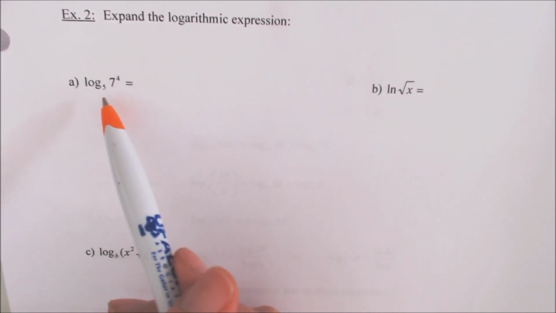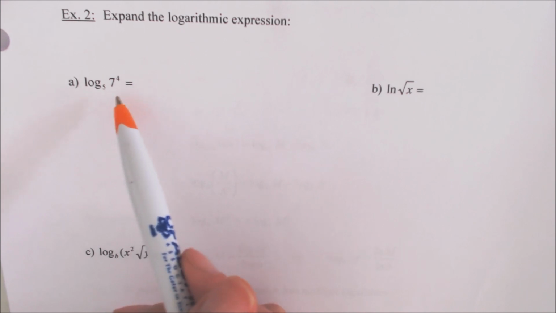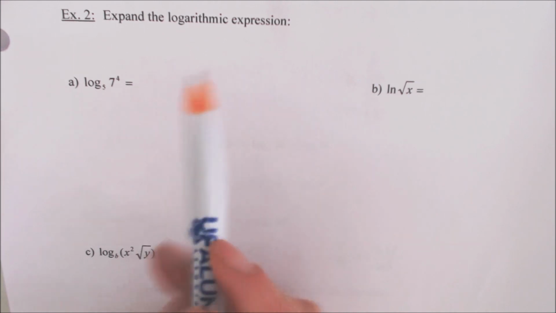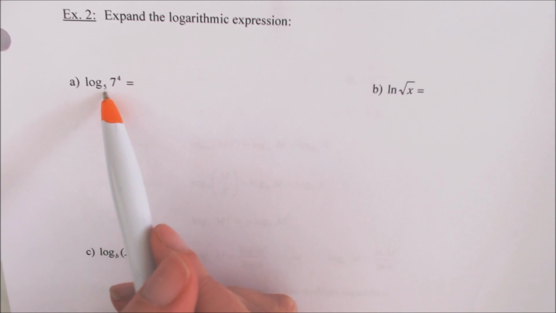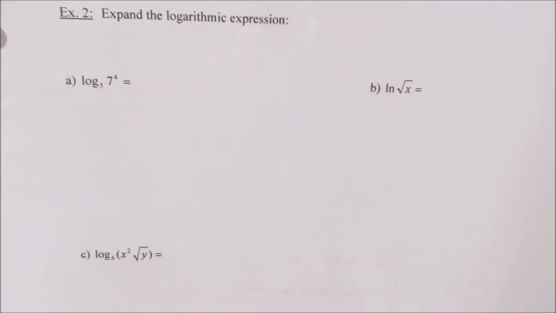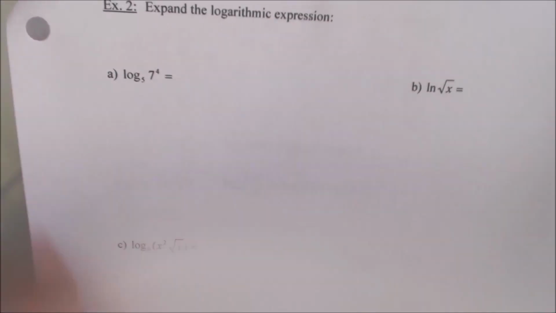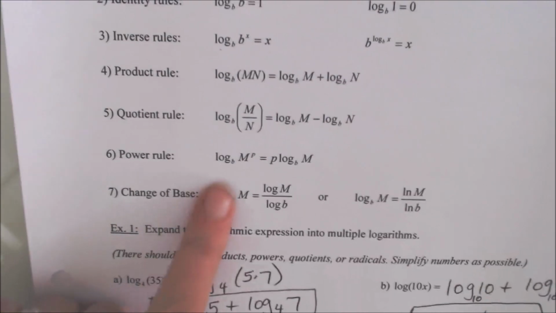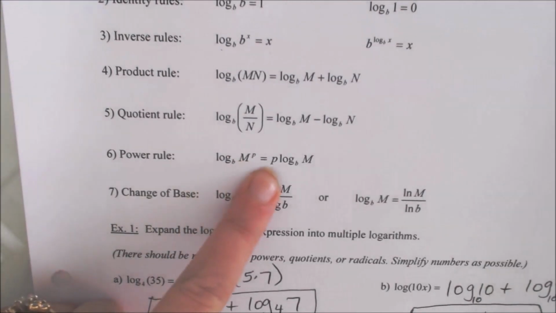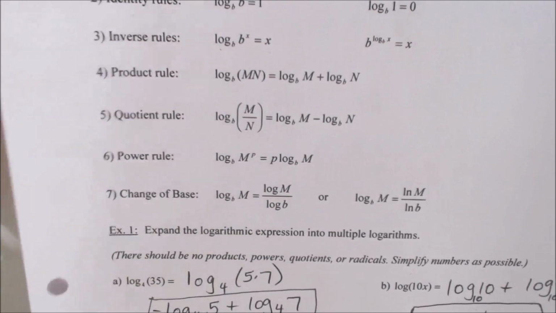Now, if the 7 were a 5, we could use the inverse property that we talked about the other day. But it's not. It's not a power of 5 or anything like that. The only thing I can do is apply the power rule. So remember the power rule just a second ago that we had said that if we have something raised to a power, we can put it in the front of the logarithm, and that would be expanded.